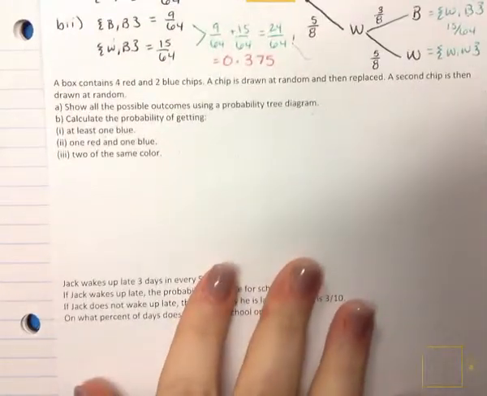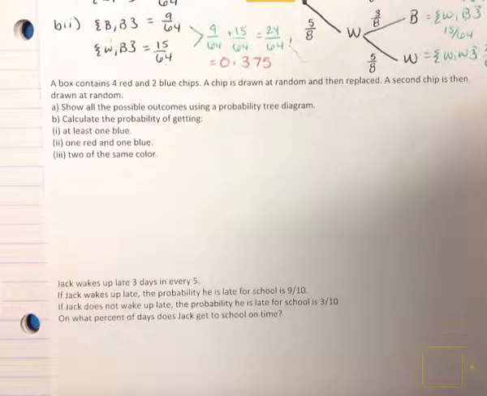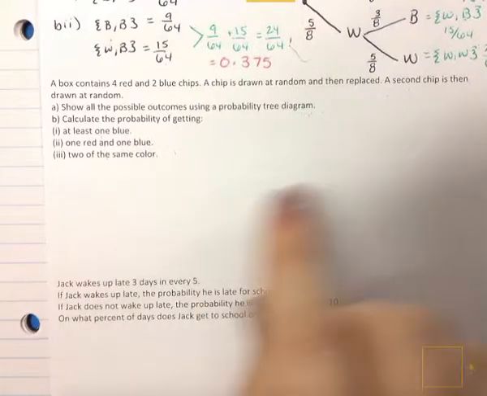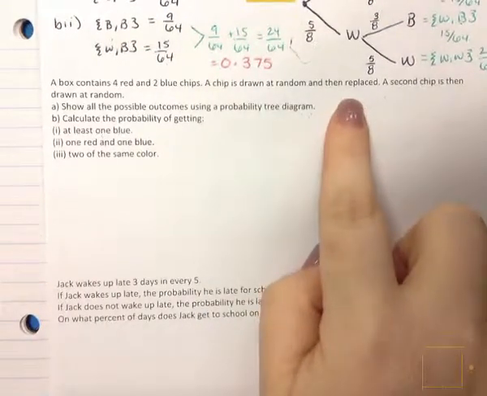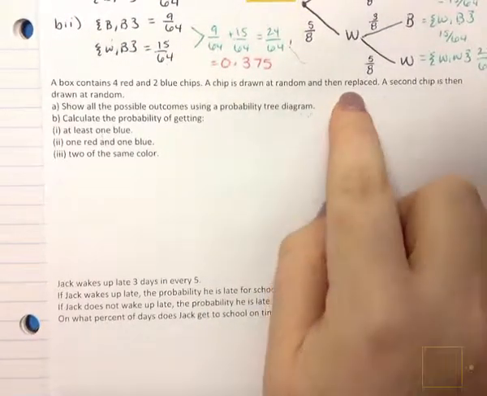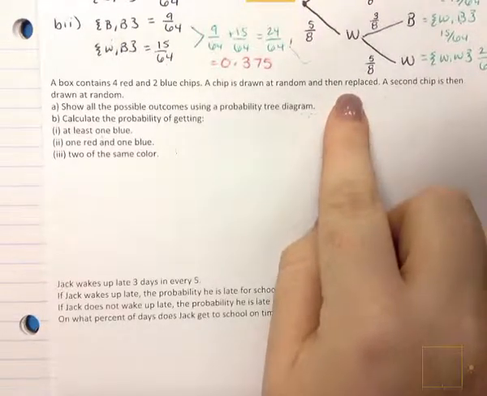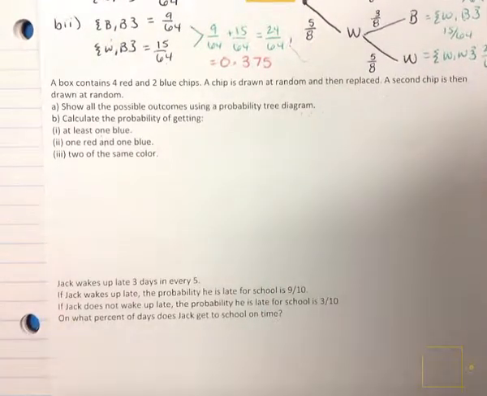On this second example, it says a box contains 4 red and 2 blue chips. A chip is drawn at random and then replaced. A second chip is then drawn at random. So with that replaced, that tells us it's independent. So our second probability is not going to go up or down based off of the first drawn chip.